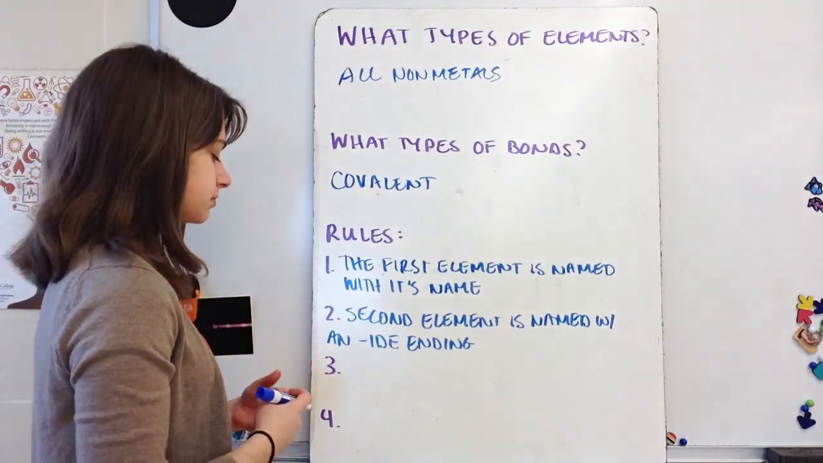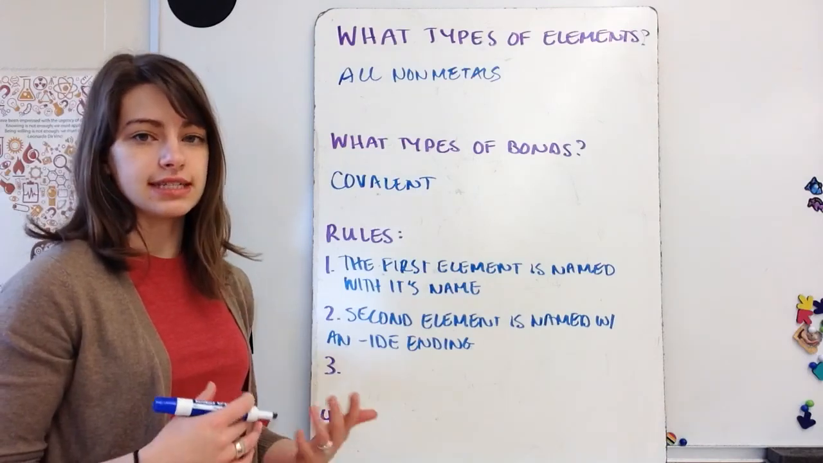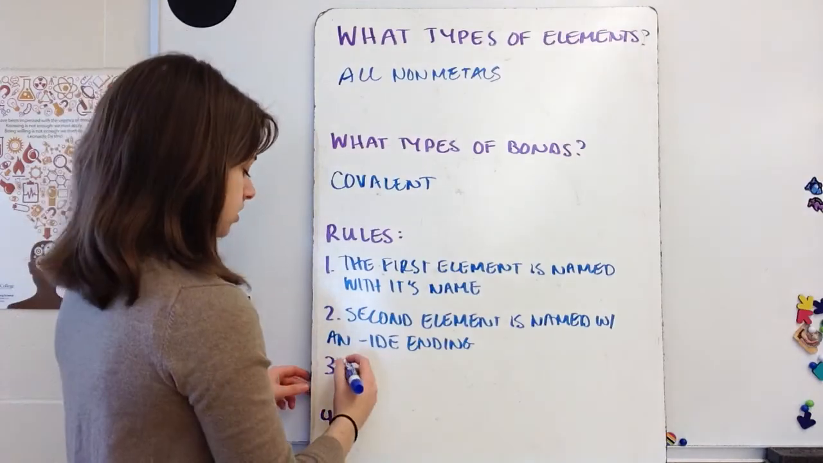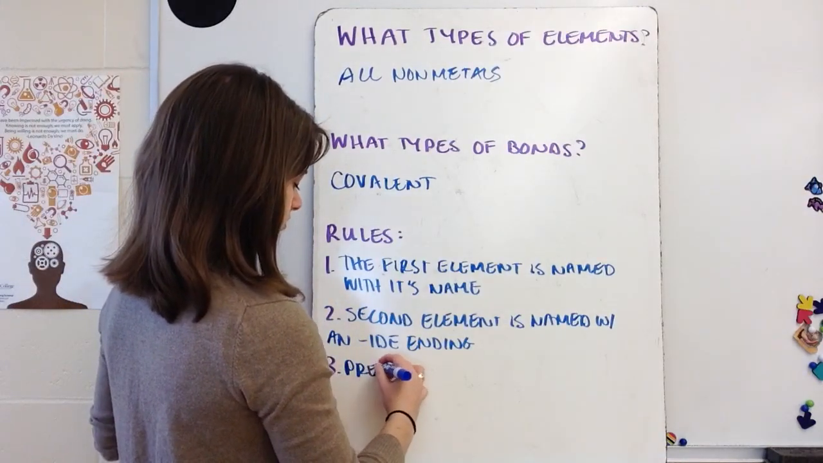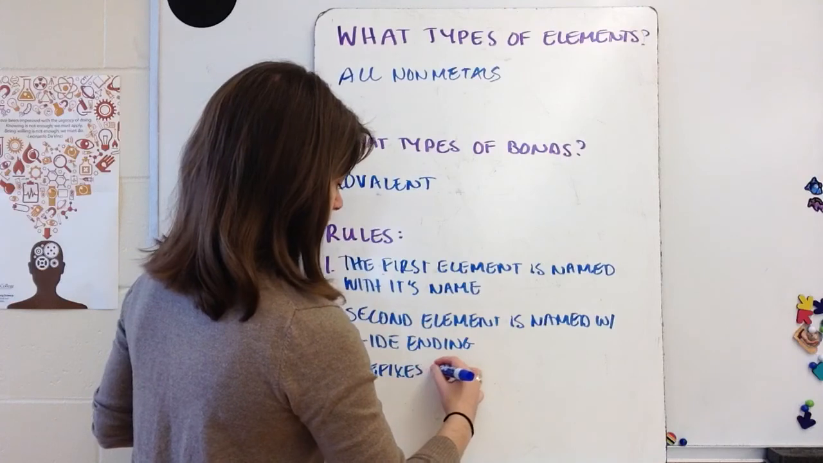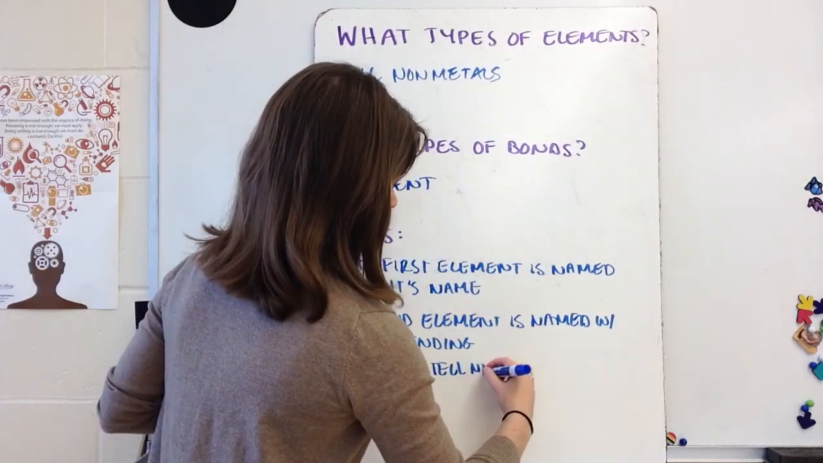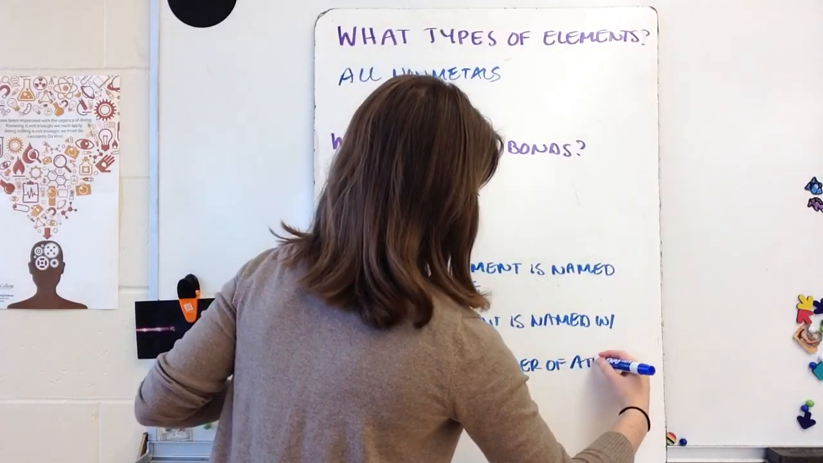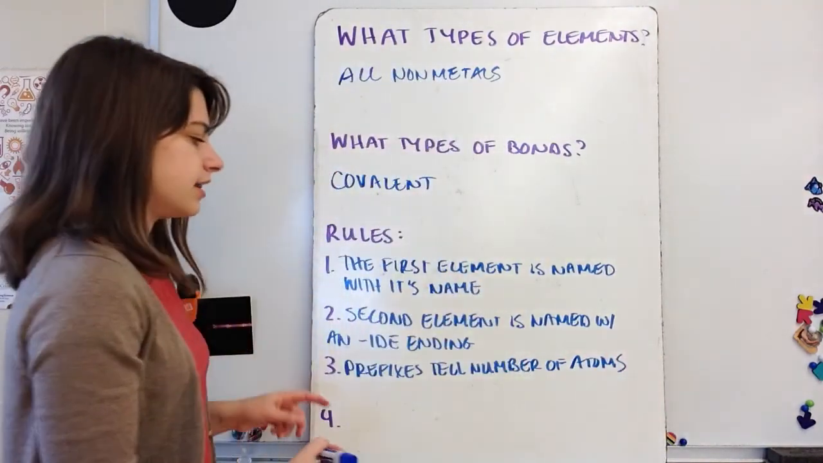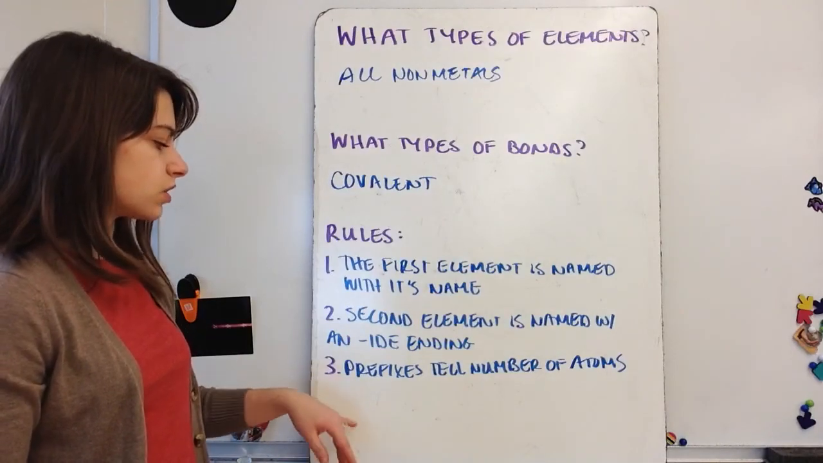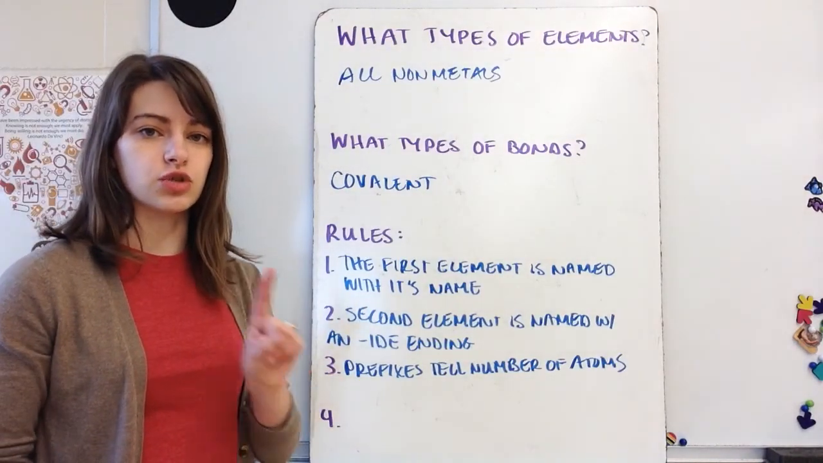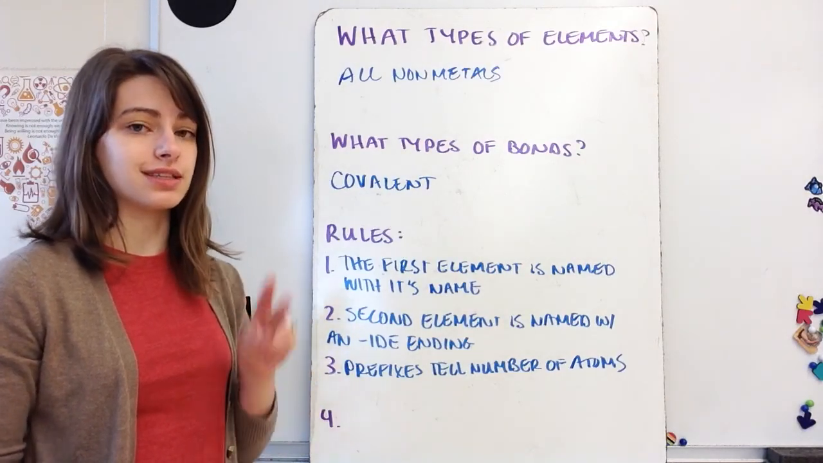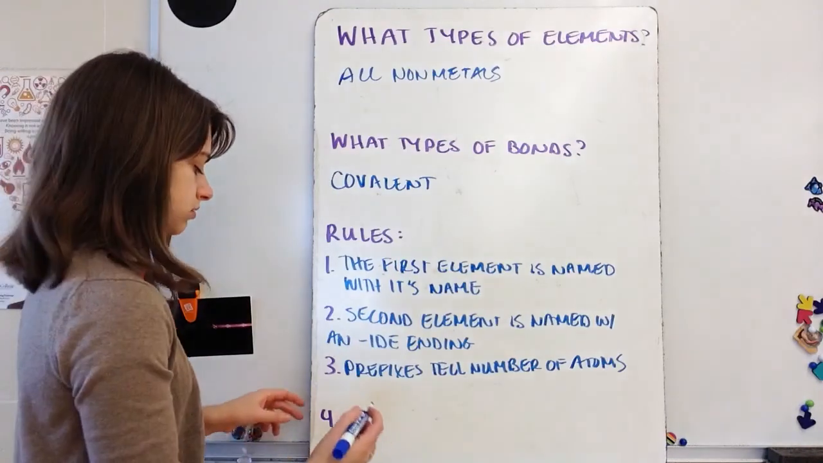Okay? Our third rule is that we have those prefixes. And the prefixes correspond to how many atoms there are. So prefixes tell the number of atoms. And then our last rule goes along with that. If the first element is just one, you don't use mono. So you never use mono with the first element. You use mono with the second, but you don't use mono with the first.